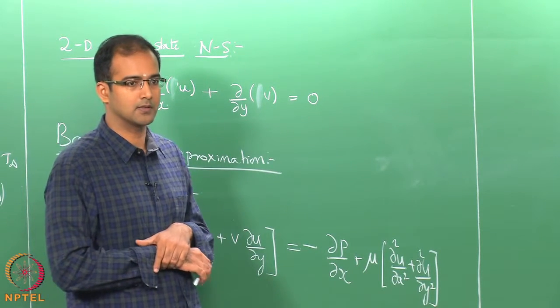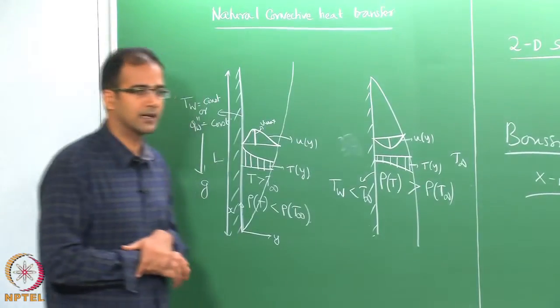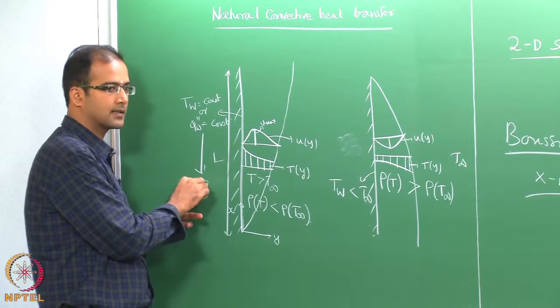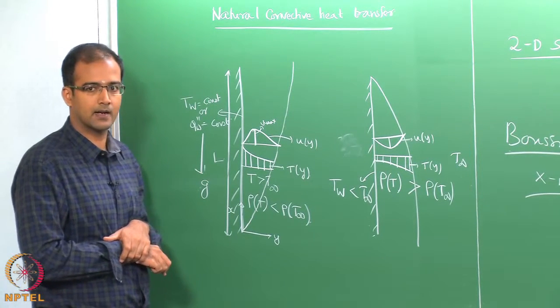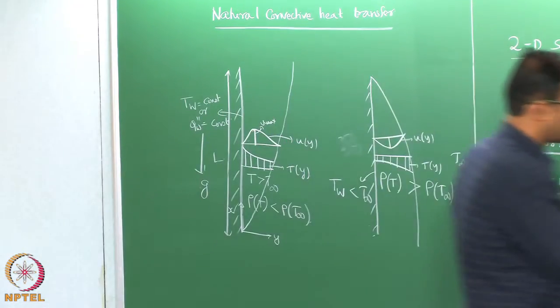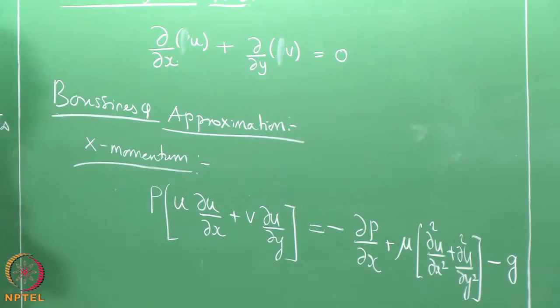You have the body force. Here definitely the gravitational acceleration cannot be neglected. The body force is nothing but the gravitational acceleration g, which is acting downwards. So, therefore, we put a minus g, right. So, we have rho g, correct.